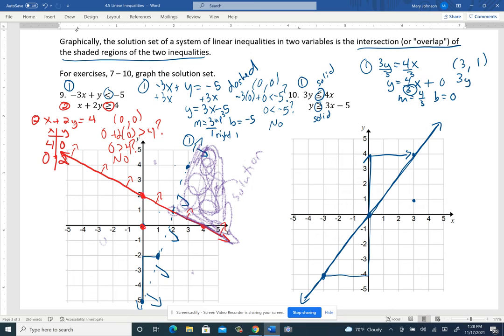I'm looking at 3y, whether it's less than 4x. So I'm going to put in a 1 for the y and a 3 for the x, and I'm looking for whether that's true or not. Is 3 less than 12? Yes, it is. This works. That means I need to shade towards that point, the side where that point is located. Okay.